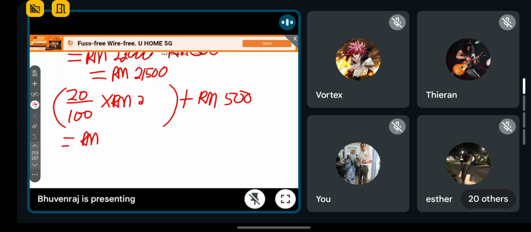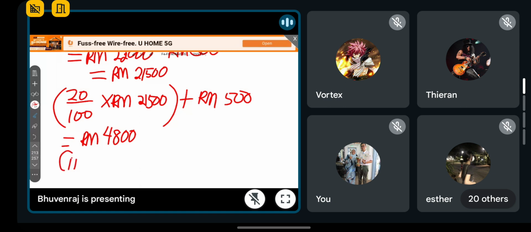Okay, so ingat kena tambah dengan deductible lah selalu. Times 20 over 100 plus 500. Okay, kamu akan dapat 4800. You will get this value for policy holder.